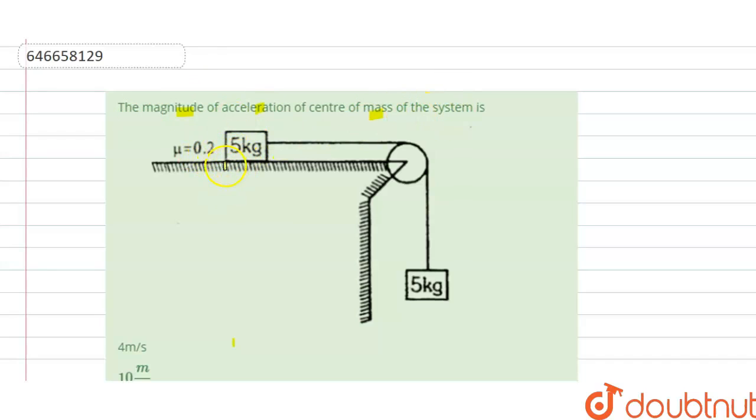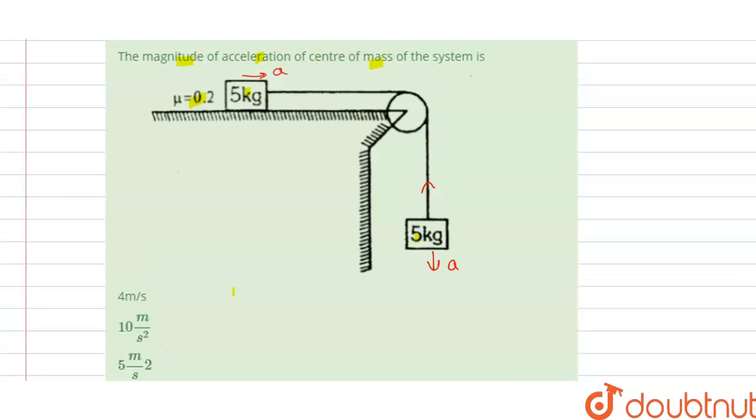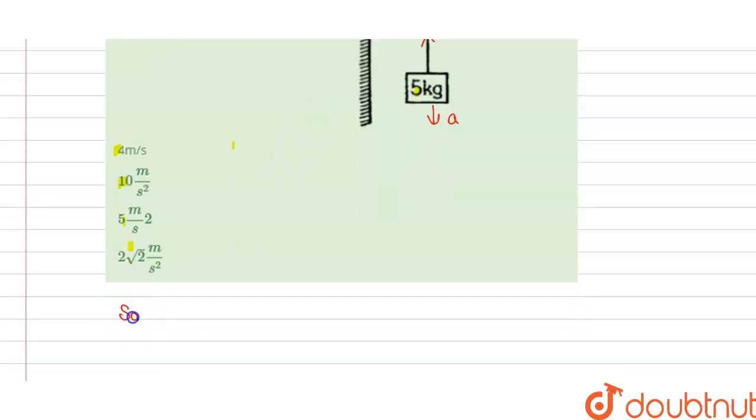Hello students, today our question is: the magnitude of acceleration of center of mass of the system is. So we have to find the magnitude of acceleration. Here mu is the coefficient of friction, and there are masses of 5 kg and 5 kg. The acceleration acts in this direction, the system is moving to the right, and we have to find the magnitude of the acceleration of the center of mass. Options A, B, C, D are given, so we have to find the correct option.